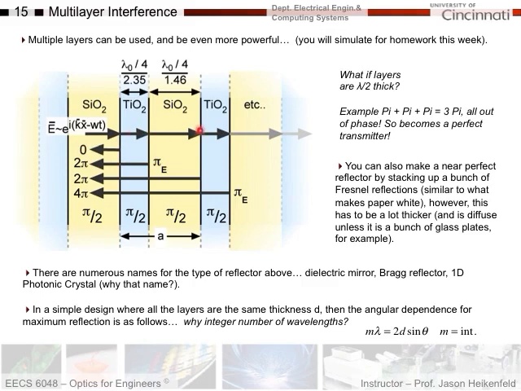Pi over 2 for the phase shift. Down here, I'll show the reflection. Pi over 2, 4 pi over 2's gives me a total of 2 pi. The reflection is also in phase. Because this is low index to high index, there's no extra pi phase shift. Let's go deeper here.